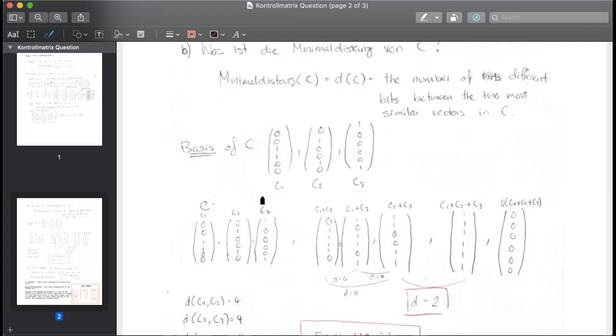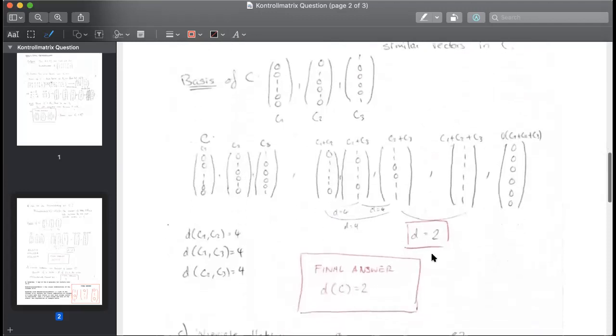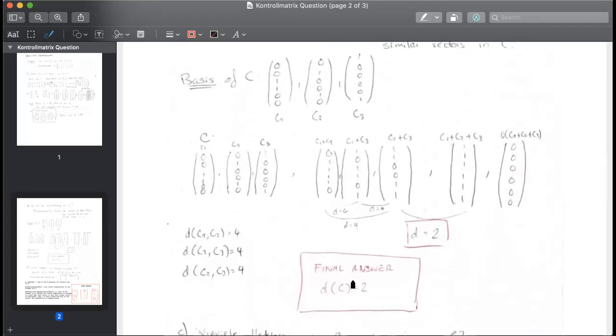Of course, you could compare this vector over here with this vector over here, and you'll also see that the distance is 2. But in any case, the minimal distance of the entire set is 2. Okay? So the final answer is 2. Well, you don't have to write DC, just write 2 in there.